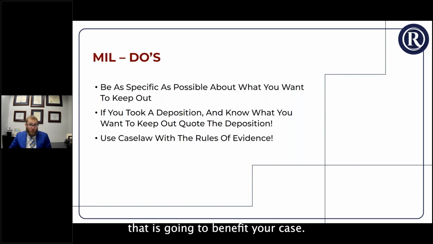So let's talk about the do's when you're writing motions in limine. You want to be as specific as possible about what you want to keep out. If you write a boilerplate motion in limine, judges are going to say, well, this is just the law. I don't need to tell them to follow the law. And they're not going to give you a clear ruling. You don't want that. The whole point is you want to get a pre-trial ruling. The only way you're going to force a judge to do that is if you give them these specifics.